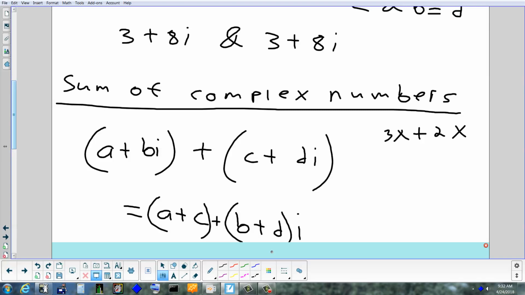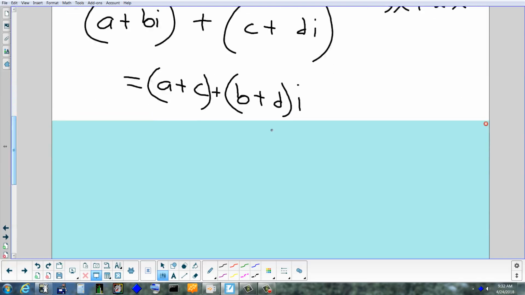Okay. The only time you don't need to put an i is if the imaginary part comes out to 0. If it comes out to 0, you can just leave it off. Okay, so that's the idea of adding complex numbers. Think of it as combining like terms.